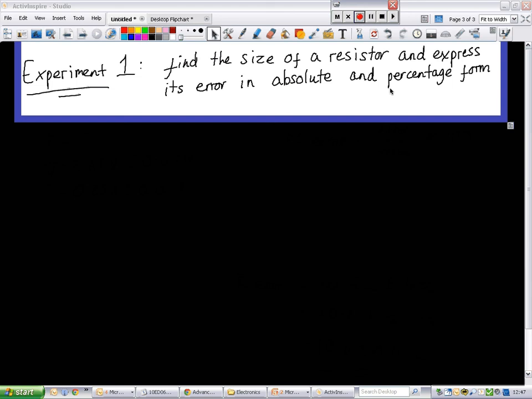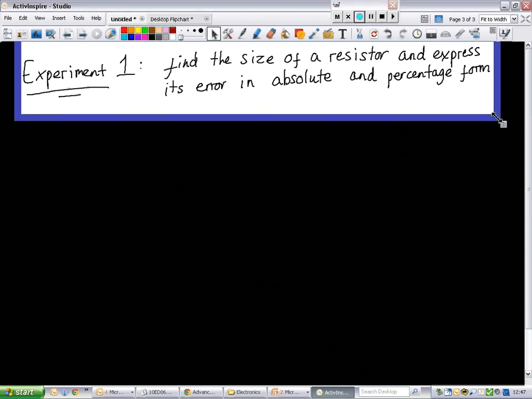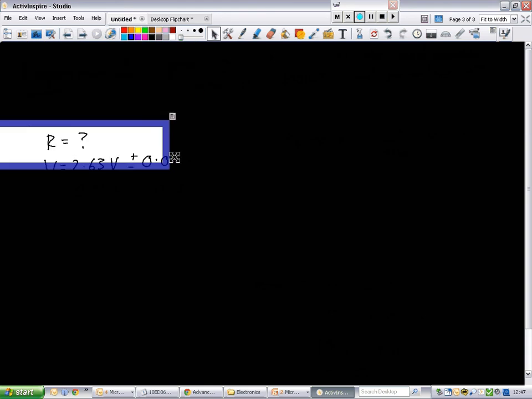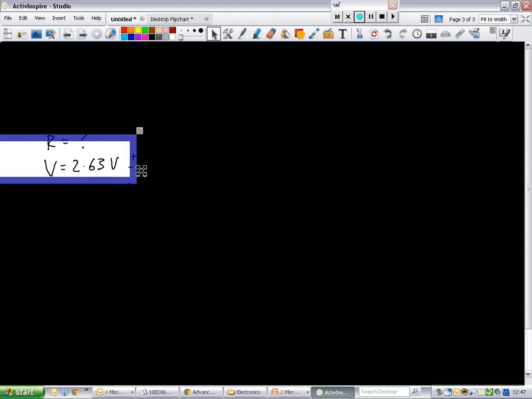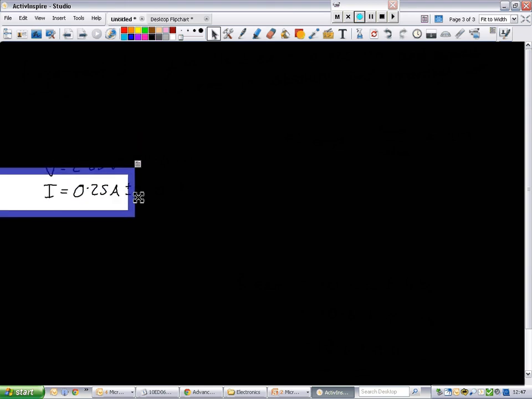So the experiment here that we're simulating is finding the size of a resistor and expressing its error in both absolute and percentage form. So if we have a look at some of the values that we've got, say we've got a value of voltage of 2.63 volts, and then we've got a value of current of 0.25 amps.